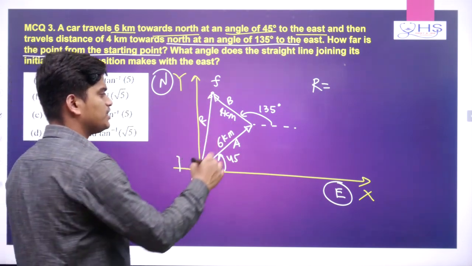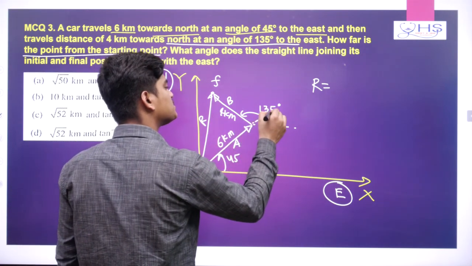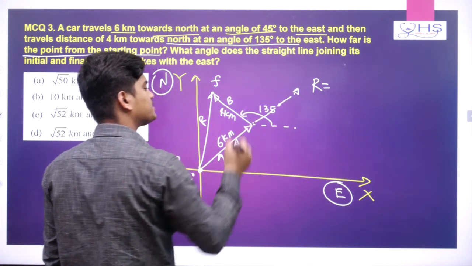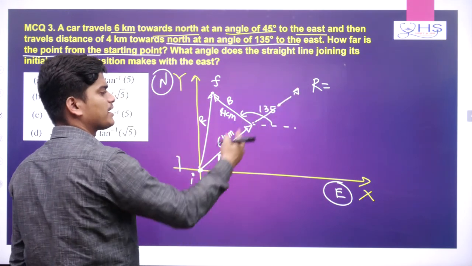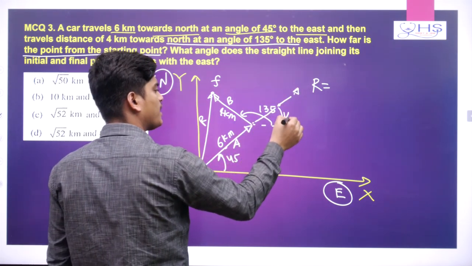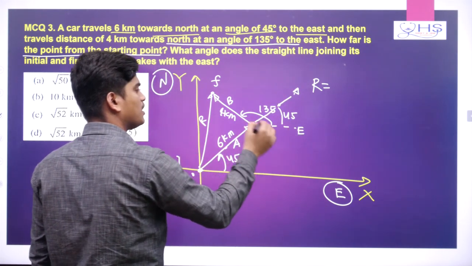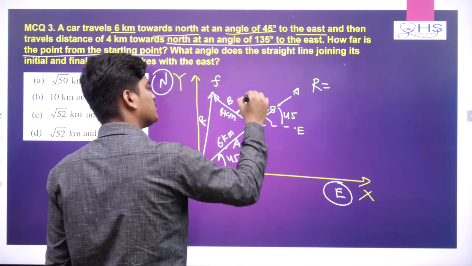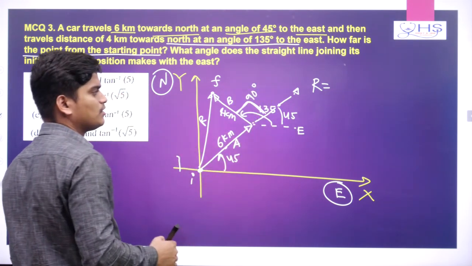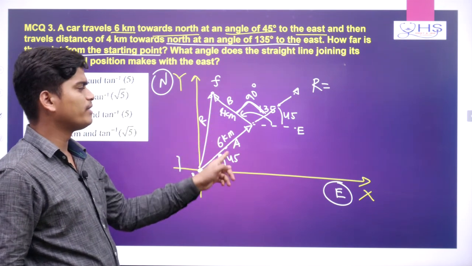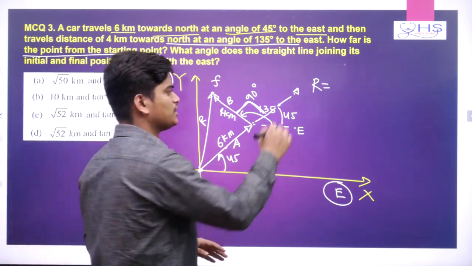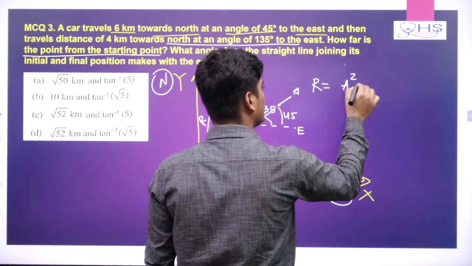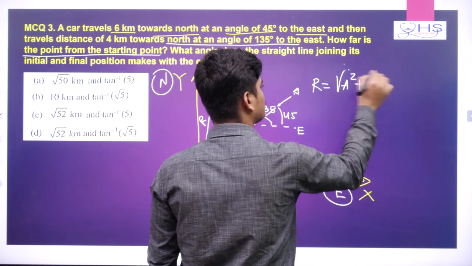Now see, if I extend this 6 kilometer vector, the A vector, this will go at 45 degrees because this is also east. Whatever remains, this angle, is your 90 degrees. So if two vectors are perpendicular to each other, then the resultant is the square root of A square plus B square.